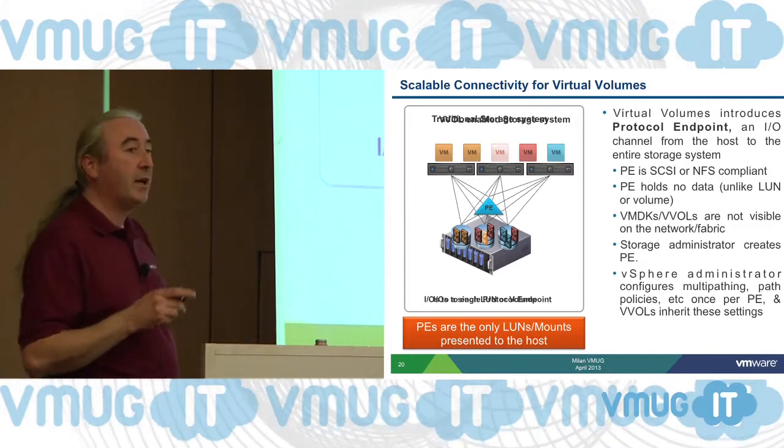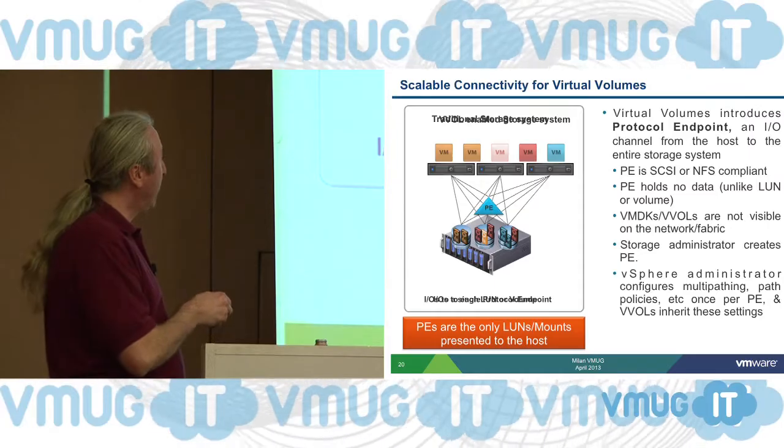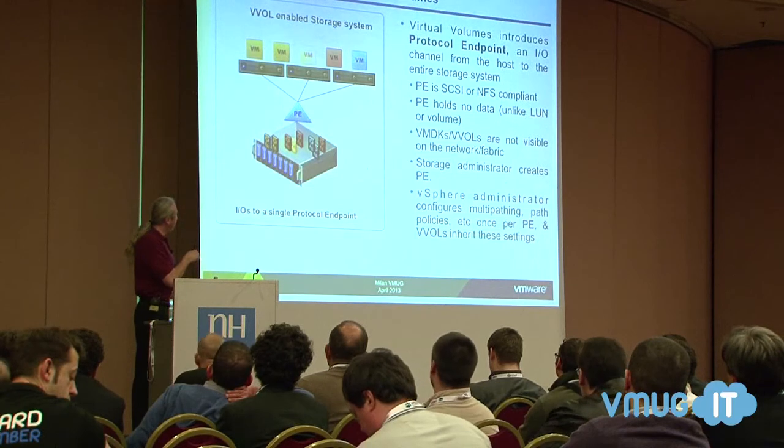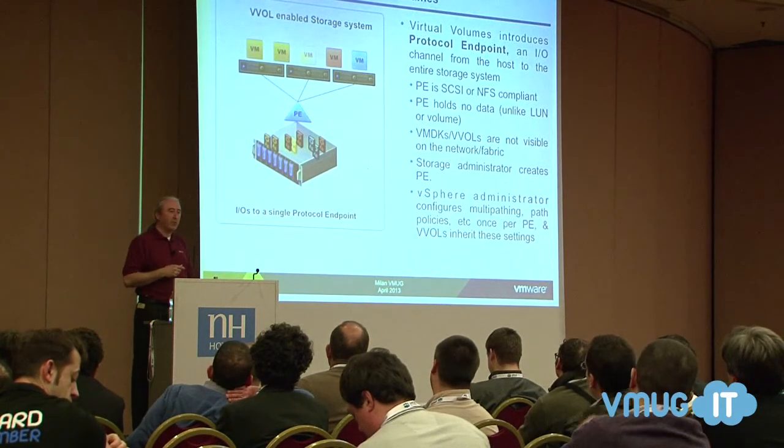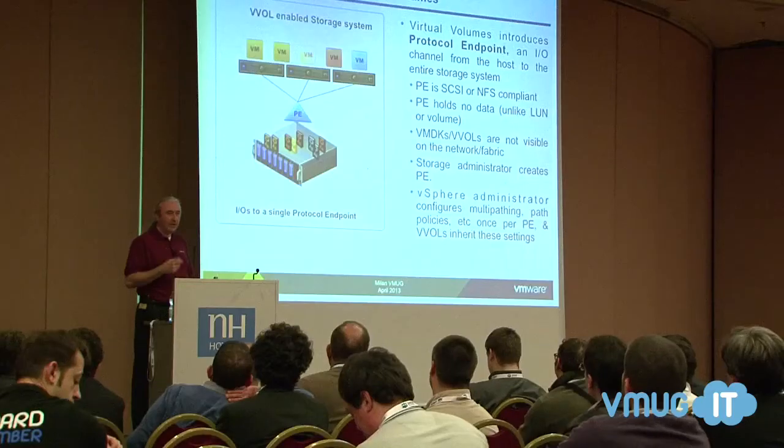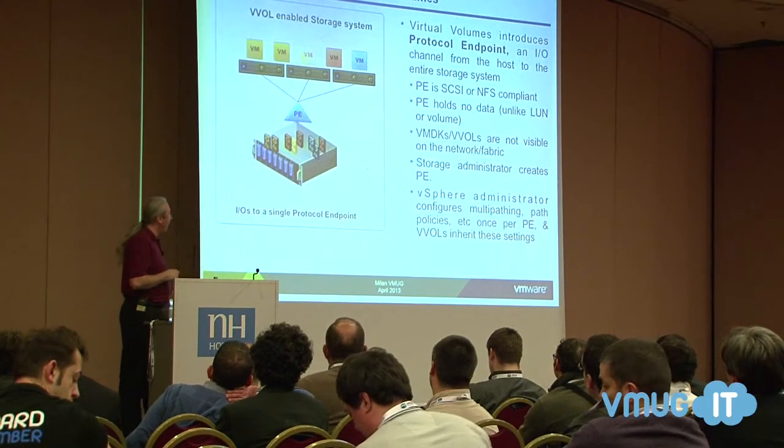The other nice thing is when it comes to multipathing, your protocol endpoint is the only object that you need to worry about. So you set up your multipathing to your protocol endpoint, selecting the correct SATP or round robin if you so wish. All of the virtual volumes that are backed by that protocol endpoint inherit whatever settings you put against the protocol endpoint. So if you set round robin here, each of these VMDKs is accessed on a round robin basis. So that's how we're achieving this new virtual volume feature.